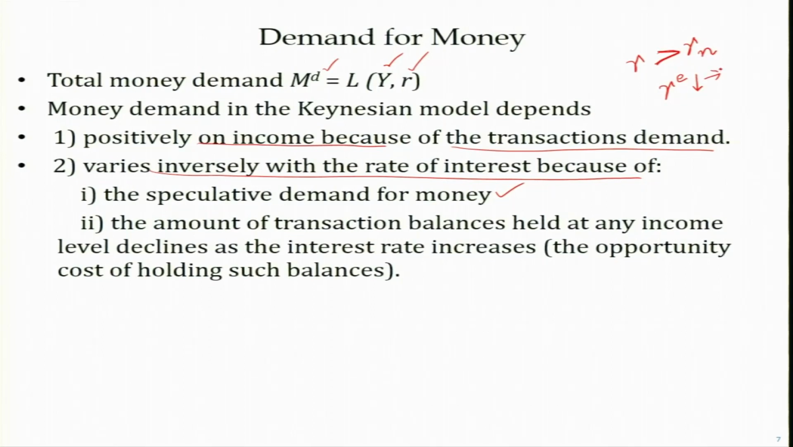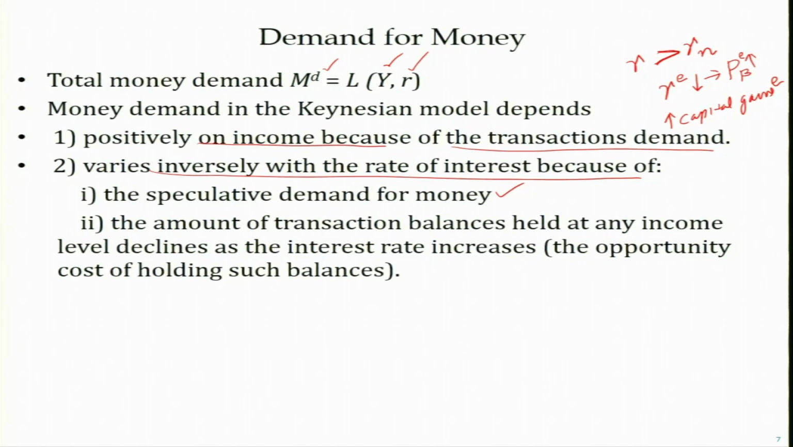Then when the rate of interest declines, the expected price of bonds is going to increase, right? That means people are going to make capital gains in the future. So the expected capital gains increase, and as a result, of their total assets, they will be putting more money in the bond market. That means the money meant for speculative demand decreases when the rate of interest is greater than the natural rate of interest.